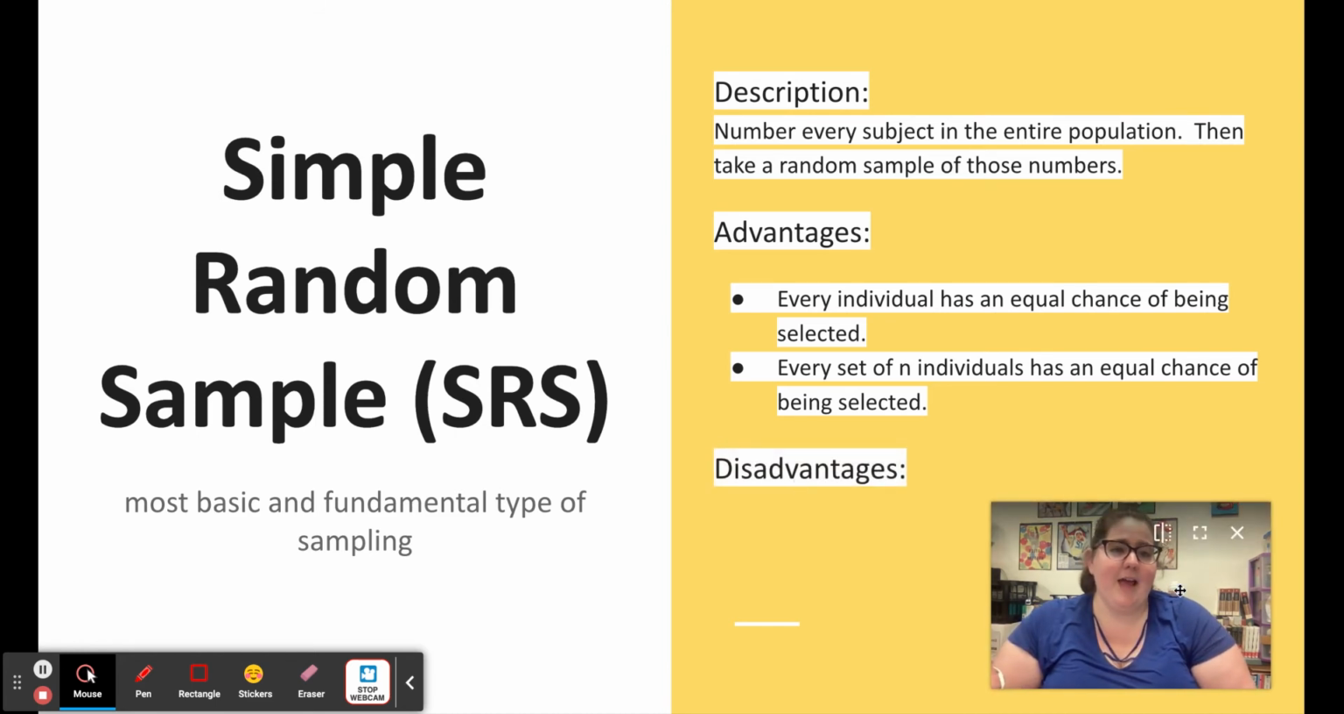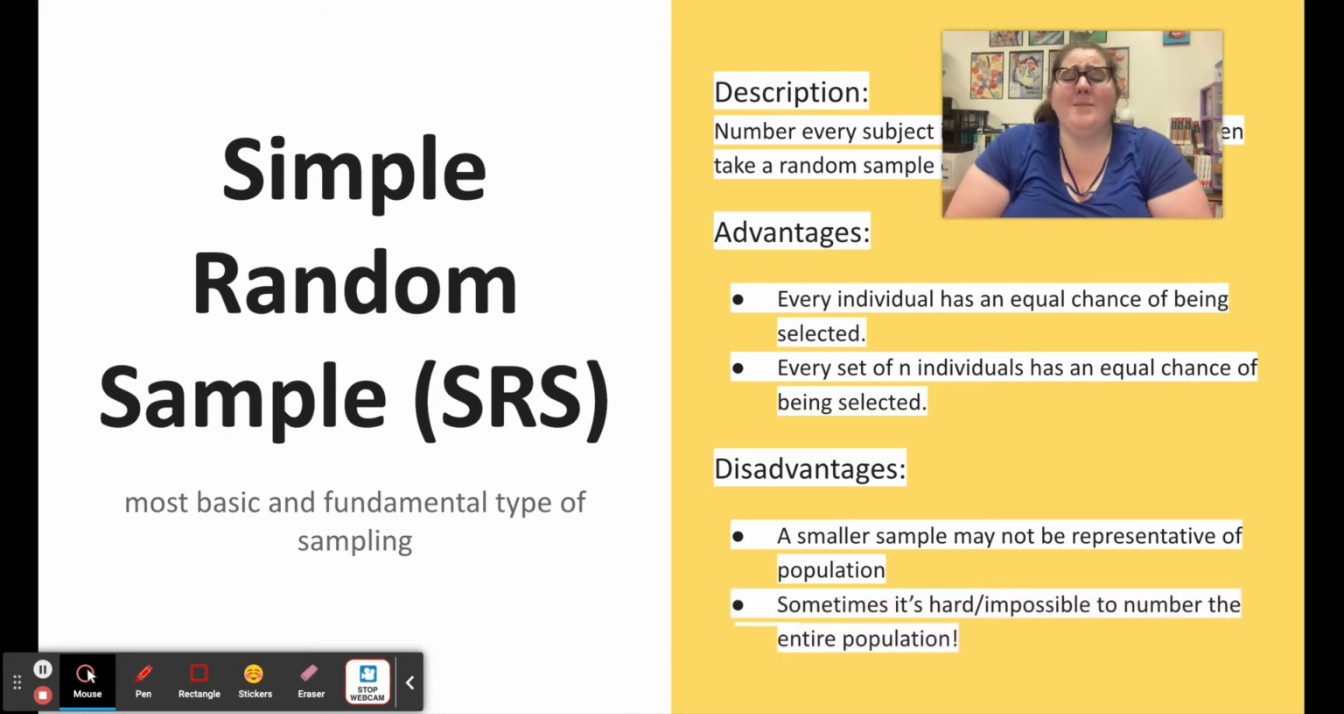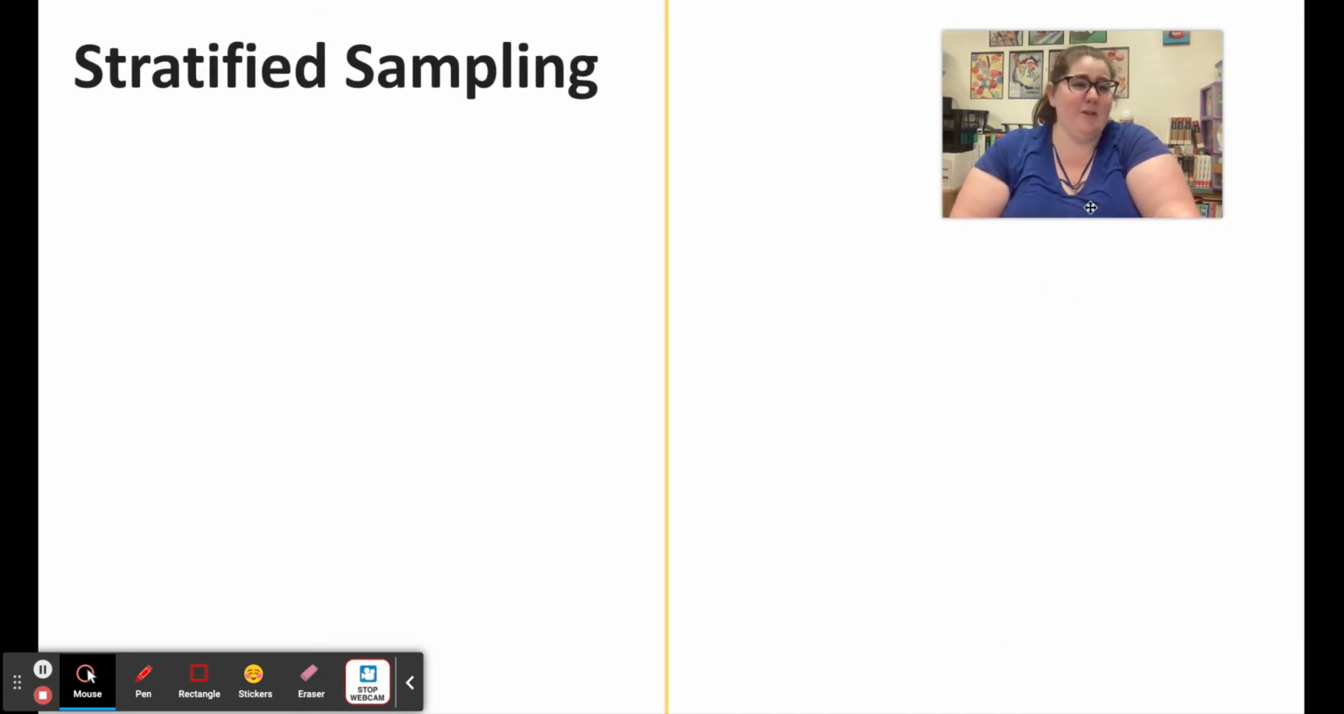Some disadvantages of a simple random sample, or SRS, are that a smaller sample, if we have a really, really small sample compared to our population, may just by chance end up being not super representative. And sometimes it's really hard or even impossible to number our entire population, right? Our population might be growing and shrinking a whole bunch, or it's impossible to get them all in one place to number them, etc. There are times when it's difficult to do it this way, so there might be other methods of sampling that are more doable in different circumstances. So let's talk about some of those other ways.